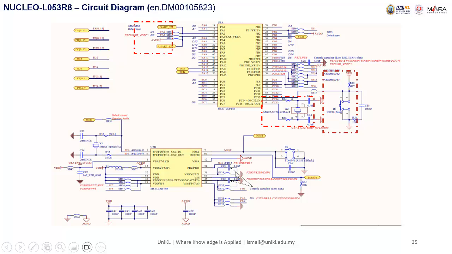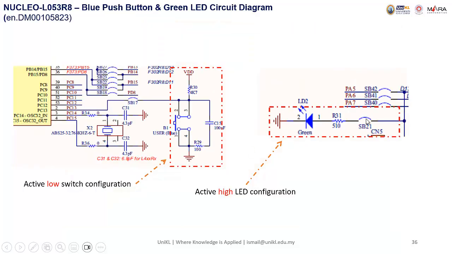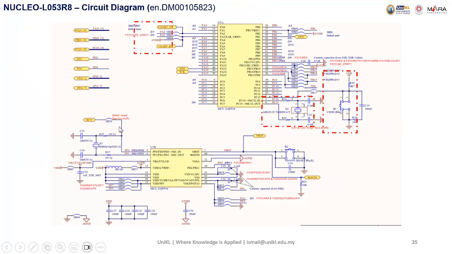And then here we have the LED. The LED is active high. You see this dot and jumper, SB42, so the green LED is connected to PA5. And this is the blue button.